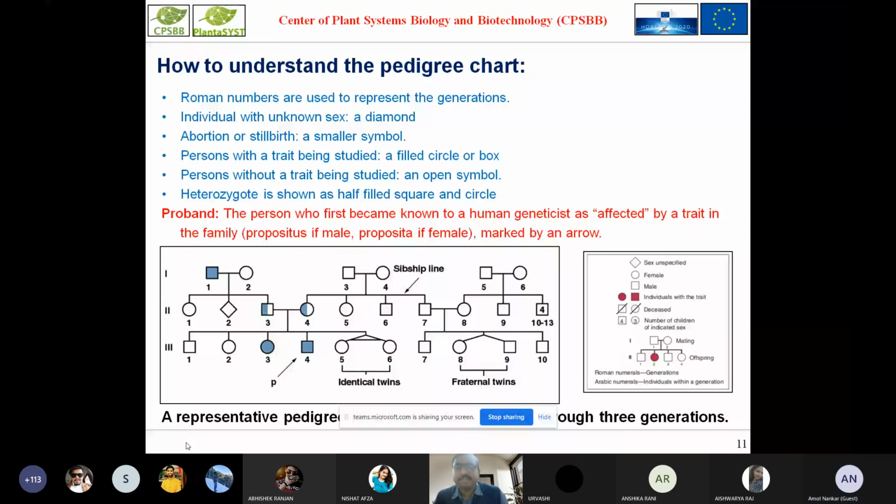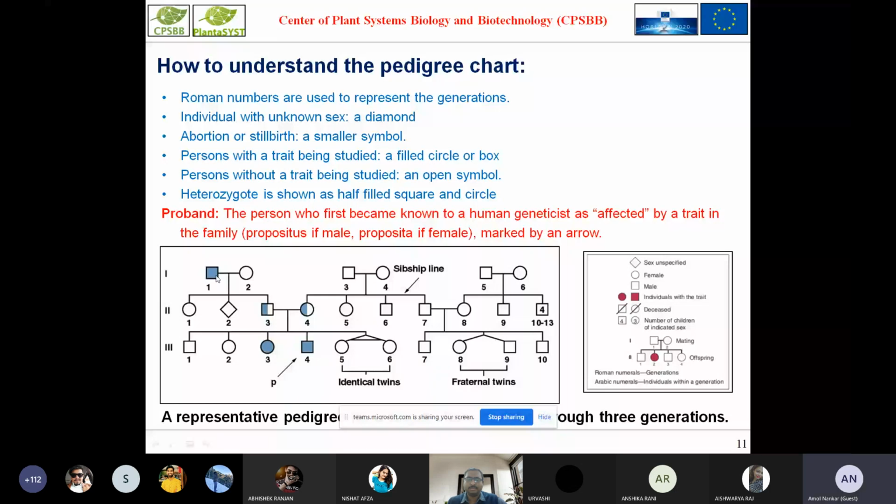Yes, sir, it is clear. So, sir, different symbols are used for showing the pedigree. Sorry for the cursor. Otherwise, I would have really liked to explain it in a more sophisticated way. No, no, go to the left side.